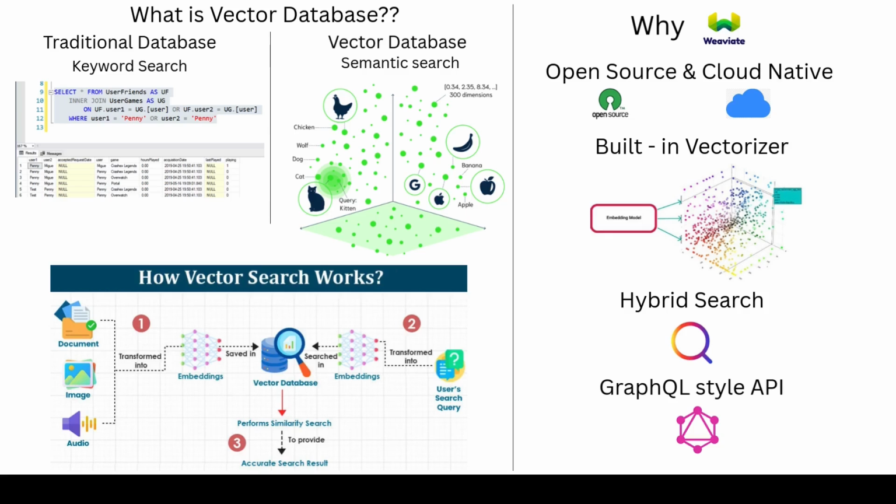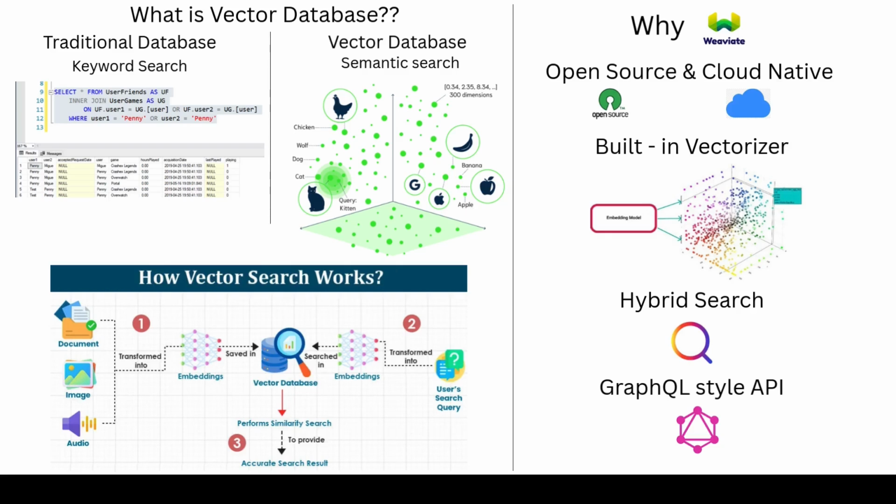The third thing is Weaviate supports hybrid search, which combines two types of searches: one is vector similarity search, and the second is keyword filtering, which is like a traditional keyword search. So it combines the best of both worlds. And the fourth is the graph style API, which makes it super intuitive to interact with your data. So you can interact with your data in Weaviate using GraphQL style APIs.